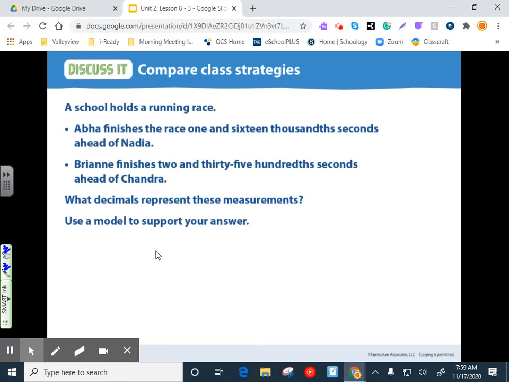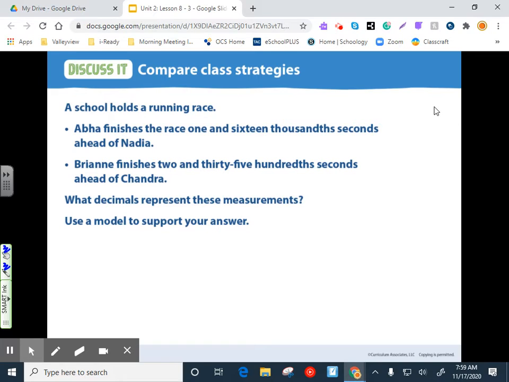And here's the setup. A school holds a running race. Abba finishes the race 1 and 16 thousandths seconds ahead of Nadia. Brienne finishes 2 and 35 hundredths seconds ahead of Chandra. What decimals represent these measurements? Use the models to support your answer. So the model we're going to use is just going to be a place value chart.